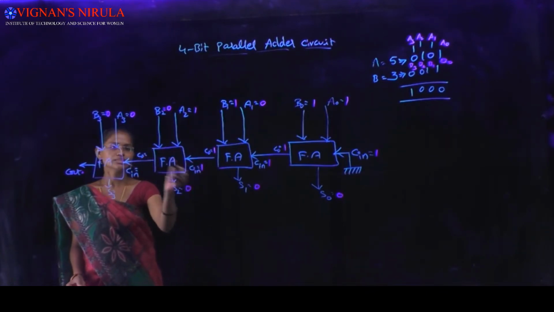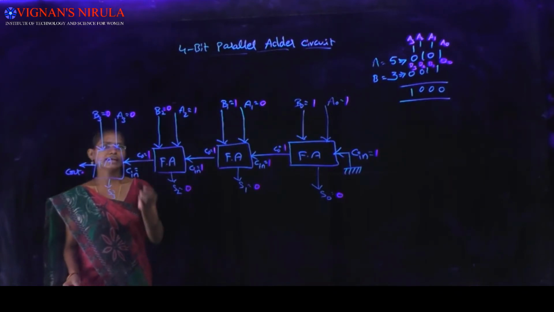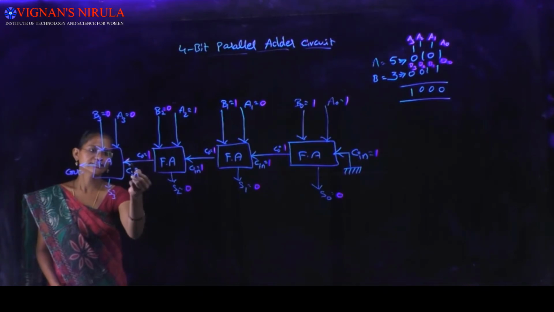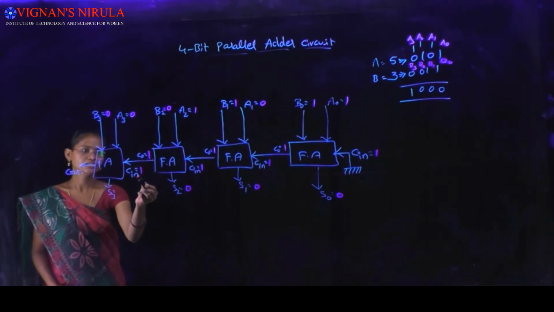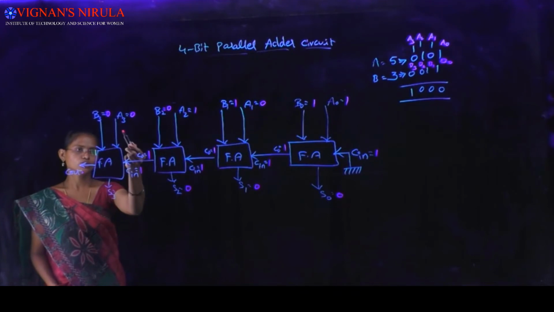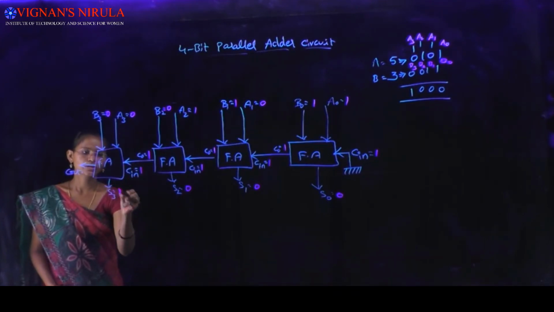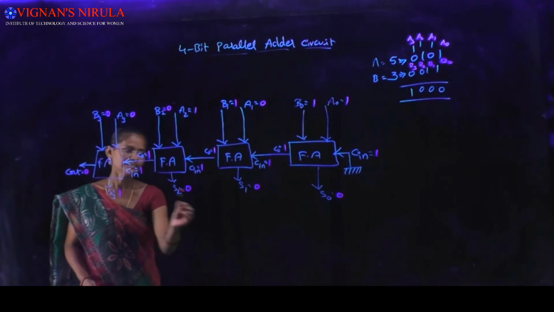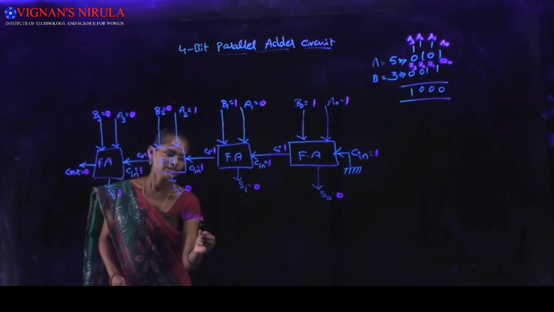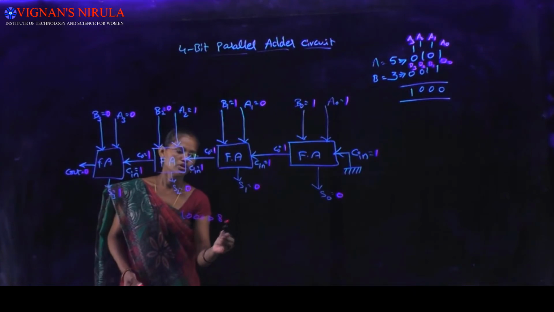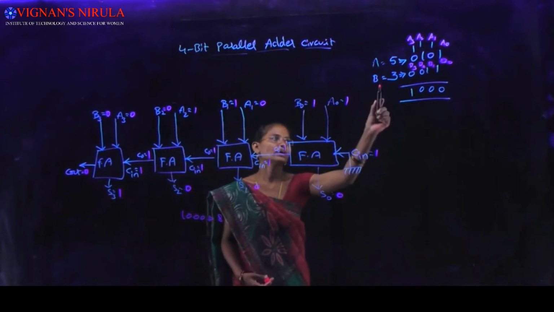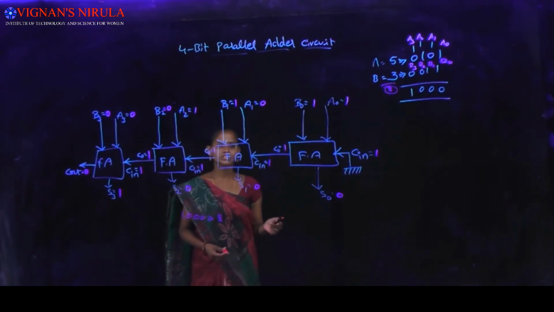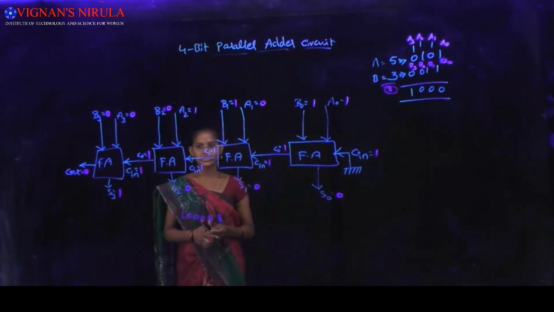Okay, this carry out is connected here. And next 0 plus 0, 0; 0 plus 1, this is connected with the fourth stage of the full adder. Cin 0 plus 0, 0; 0 plus 1, sum is 1, carry is 0. Okay, what did you get? 1000. What is the decimal number? That is 8. Normally in BCD addition 5 plus 3 is 8. Okay, this is the explanation of the 4-bit parallel adder circuit.